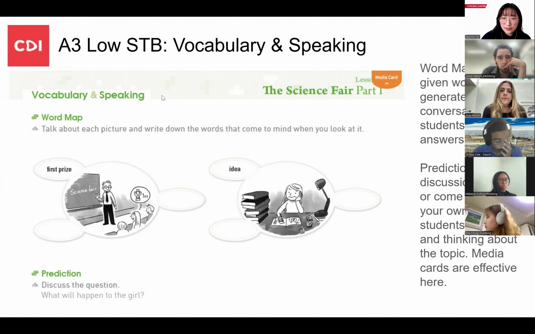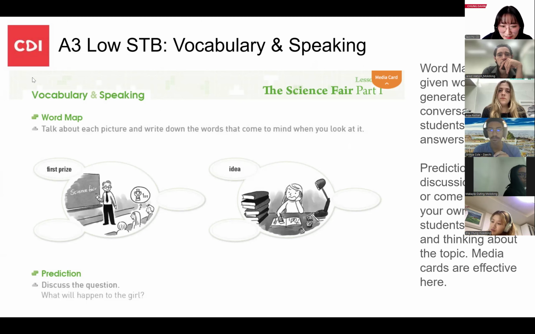This is the vocabulary and speaking page, and we start with a word map. You can see there's a picture in the middle, and then there are three words floating around it. They always give you an example of the first word. For example, the first picture says first prize, and usually I will try to get the students to start talking about this topic, right?